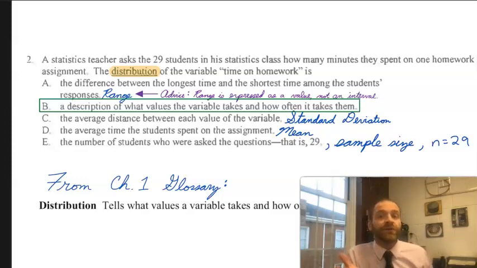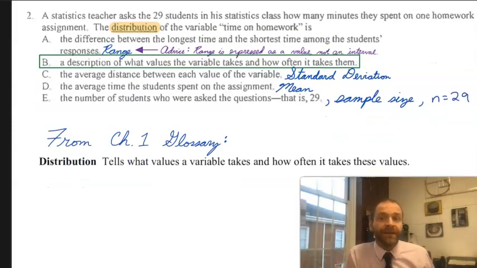Now, just so you know, if you look at your Chapter 1 glossary, the distribution is one of the vocab words on there. And the definition says, tells what values a variable takes and how often it takes those values. So choice B is really going to be the true definition. Choice B is the definition from our glossary as well. So that was number 2.